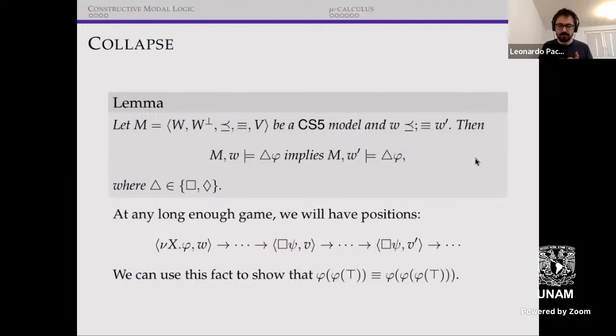And we can use this to show that two iterations of the operator, like phi of phi of top, are going to be equivalent to three iterations. So instead of this formula, we can just think about this formula, with a little bit more care, but the key idea is essentially this. You have an infinite game, it's going to be repeating, and you can show we don't need this infinite game. We can think about a shorter one.